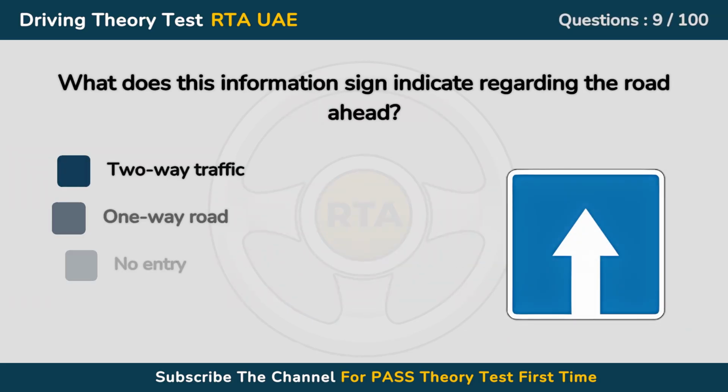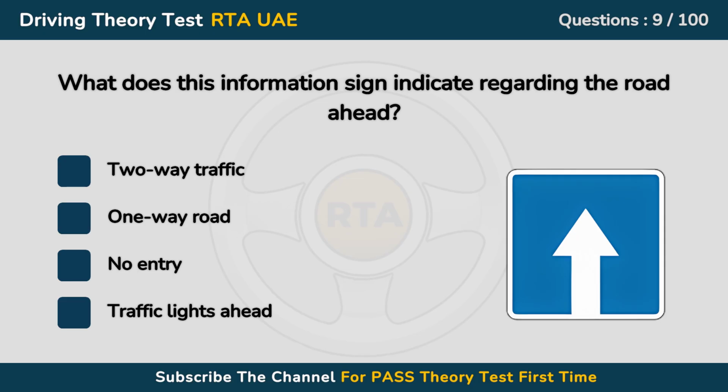Question 9. What does this information sign indicate regarding the road ahead? A. Two-way traffic. B. One-way road. C. No entry. D. Traffic lights ahead.